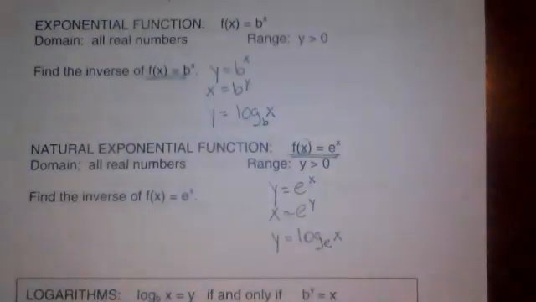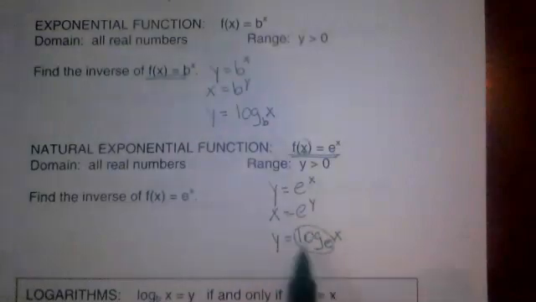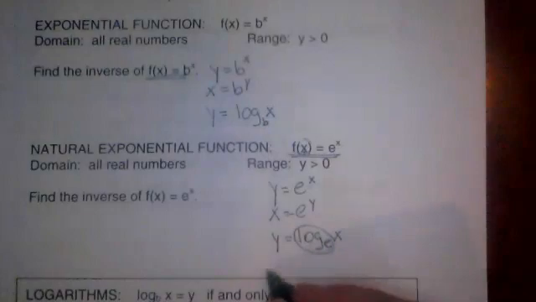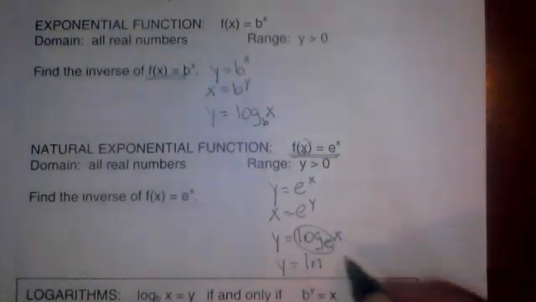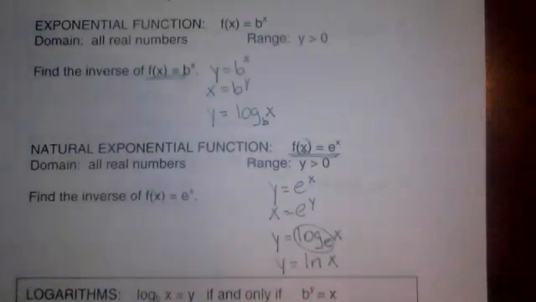Log base e, because it is used quite often in applications, has its own name. It's called the natural logarithm because it's the natural base. So it is also written as ln of x. It's understood to be the natural log, or log base e of x. So log base e and ln x, they are the same thing. They're interchangeable. But again, it's just a rearrangement of the values.